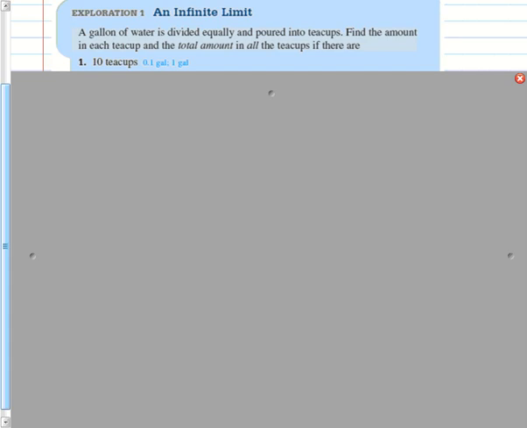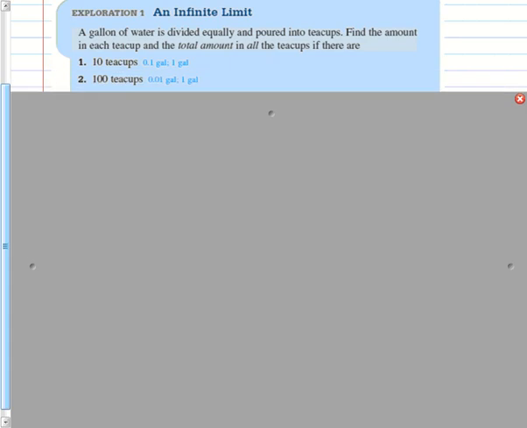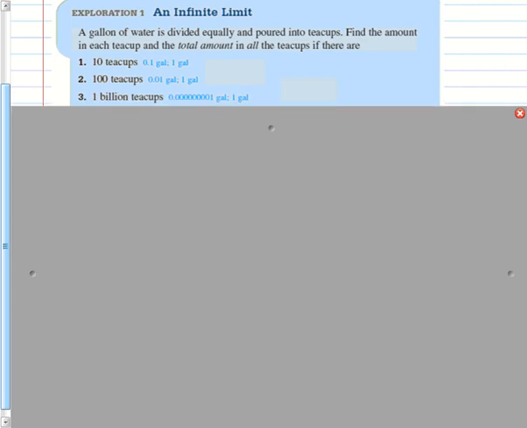Nothing complicated there. Let's keep going with that idea. I have 100 teacups. How much is in each teacup? 1/100 of a gallon. How much do I have when I add them all back together? 1 gallon. Nothing's funny. I have 1 billion teacups. How much is in each teacup? 1 over a billion. Now, that's not very much, right? It's real small. But when I add them all together, what do I have? 1 gallon.